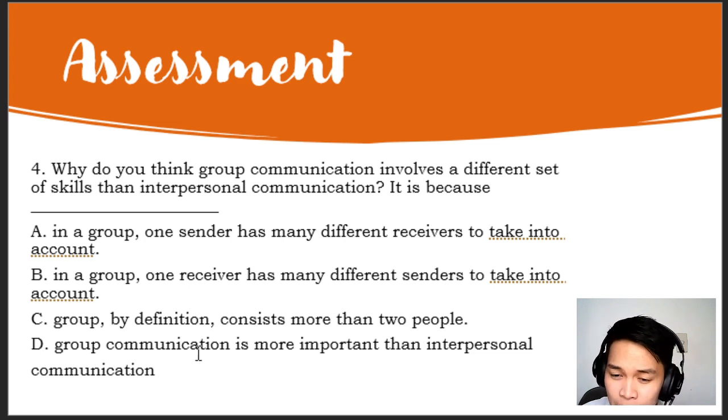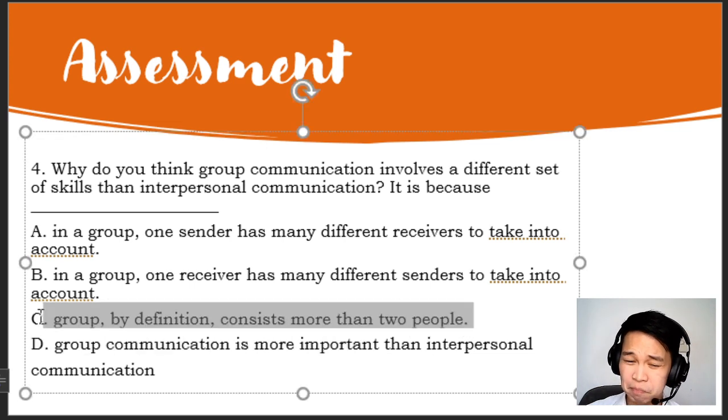Letter D, group communication is more important than interpersonal communication. Letter D is very biased. Let's have letter A, B, C. We discussed the definition of group class. That is, I'm sorry, letter C. All right.